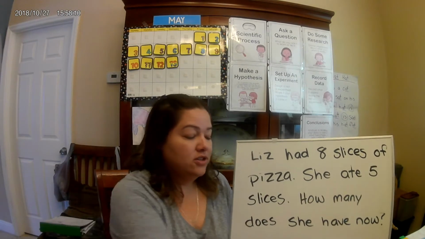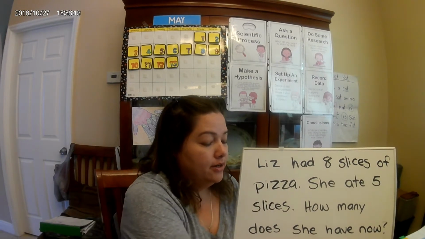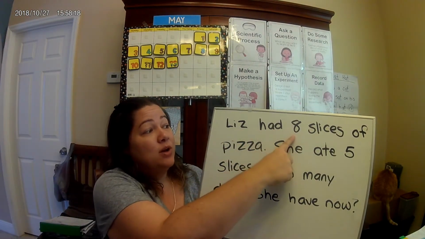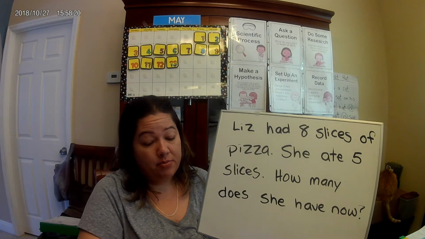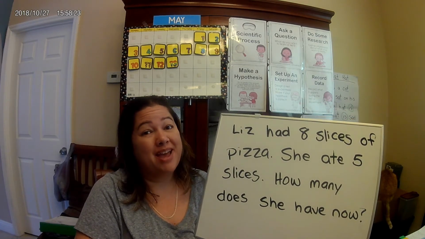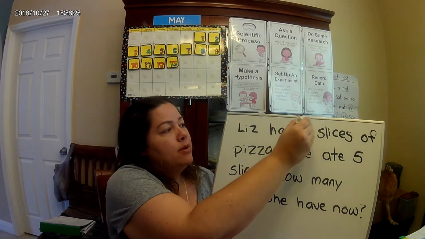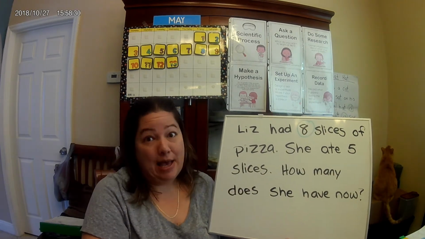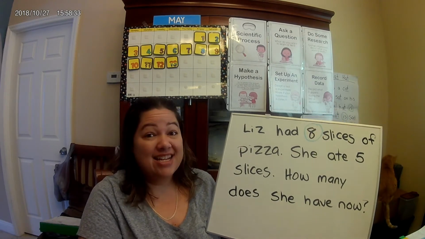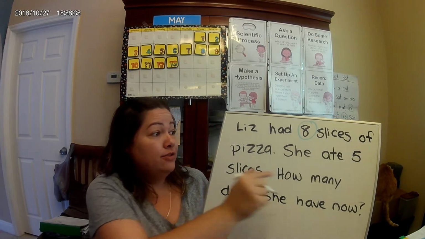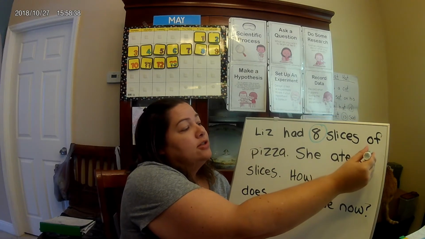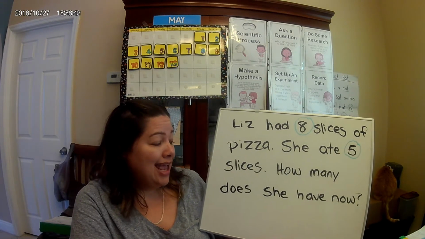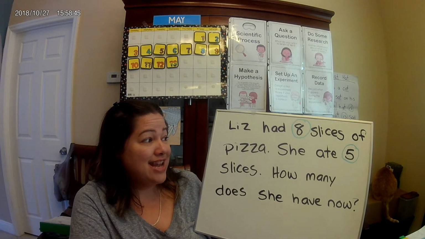Let's try another one. Ready? All right, so let's move on to our next word problem here. So our next one here, let's go ahead and read it together. Liz had what number? 8. I'm going to go ahead and put a circle around my 8 because that's the number we're looking at. Remember, we're looking at numbers here. So she had 8 slices of pizza. Yummy. She ate 5 of those slices. So what are we doing with our number here? We're going to circle our number. So she ate 5 slices of pizza. How many does she have now?